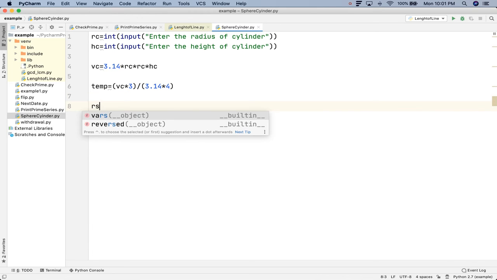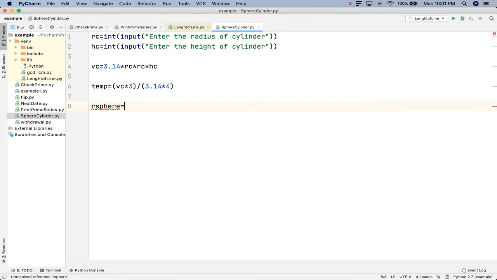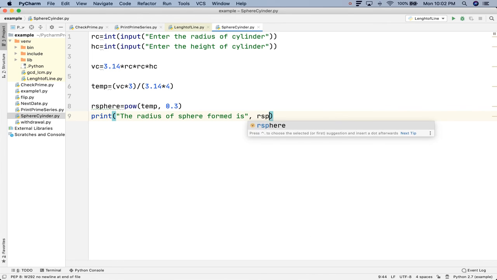And then I will find radius of sphere. I am again using a short form over here, or for understanding I can write the whole radius of sphere equal to whatever the value of temp we have found, we are going to find the cube root of that. So cube root is 1 by 3, and when you find 1 divided by 3 it is going to be 0.3. I have written 0.3 over here because when you do 1 by 3, it will give you an integer division answer which is going to be 0. We don't want that, so we are writing the actual thing. And then I will print the radius of the sphere formed as radius of sphere.